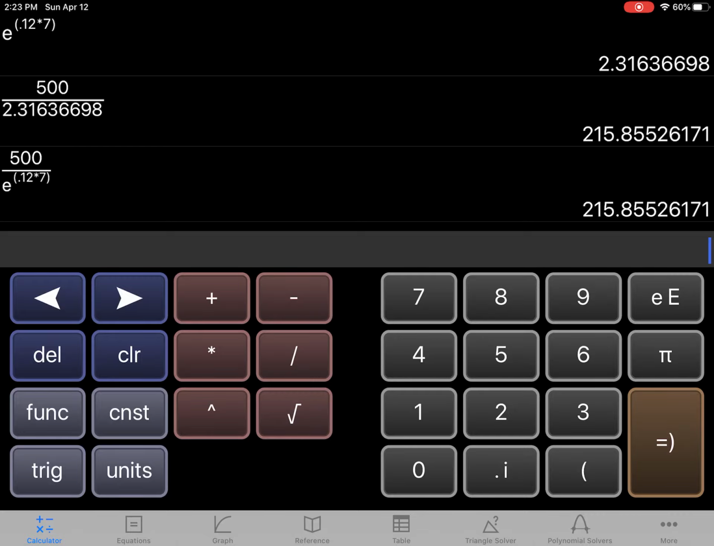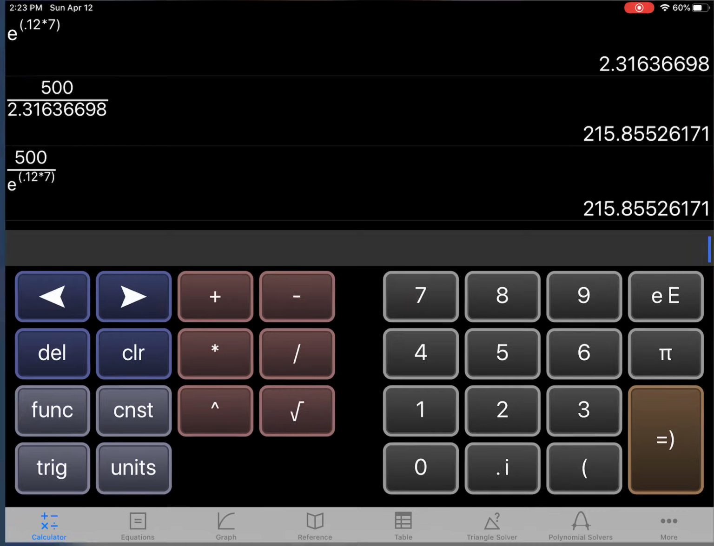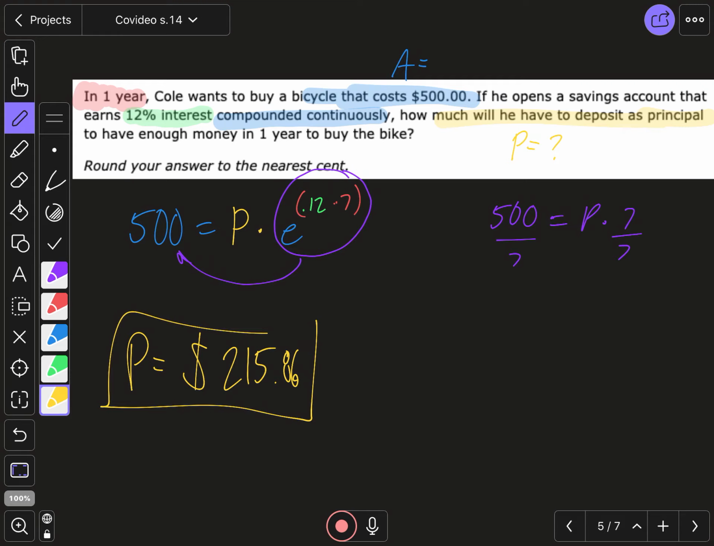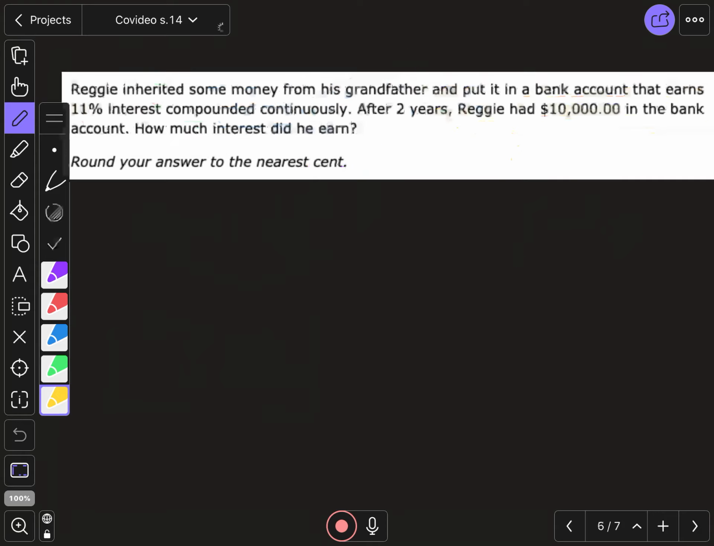So at $215.86, we find out that P, so make sure you're reading the question. How much would he have to deposit as the principal? So just reading that.